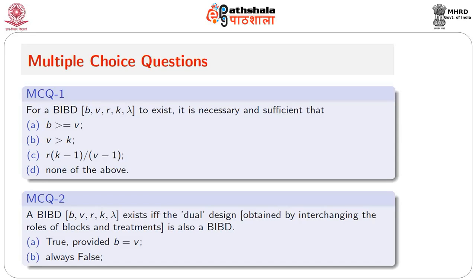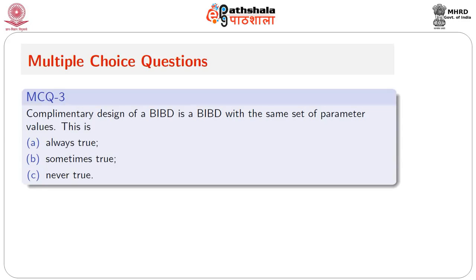Now, when you interchange the roles of blocks and treatments, what happens is the incidence matrix capital N changes to N transpose. Naturally, in capital N you have treatment cross block incidence. The moment you interchange their roles, it becomes block cross treatment. So N changes to N transpose. And then you have to figure out if with this change the new design that you get is still a BIBD, and for that to happen, is it that it will be true provided B equal to V, or it is always false, it can never be true, etc. Okay.